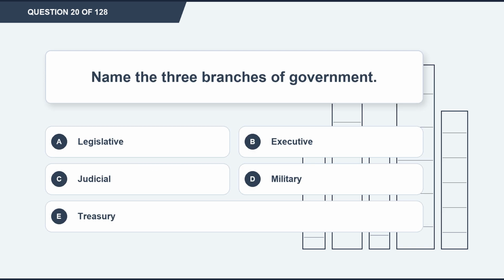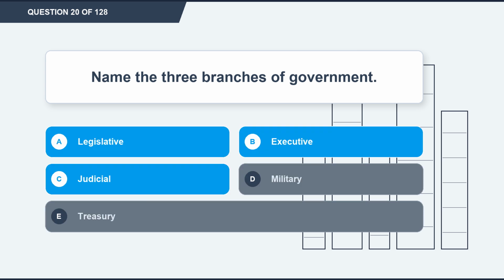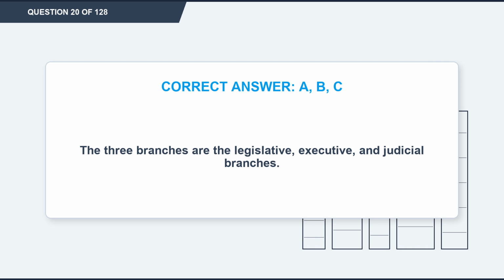Question 20. Name the three branches of government. Option A, legislative. Option B, executive. Option C, judicial. Option D, military. Option E, treasury. The correct answers are options A and B and C. Legislative, executive, judicial. Explanation: the three branches are the legislative, executive, and judicial branches.